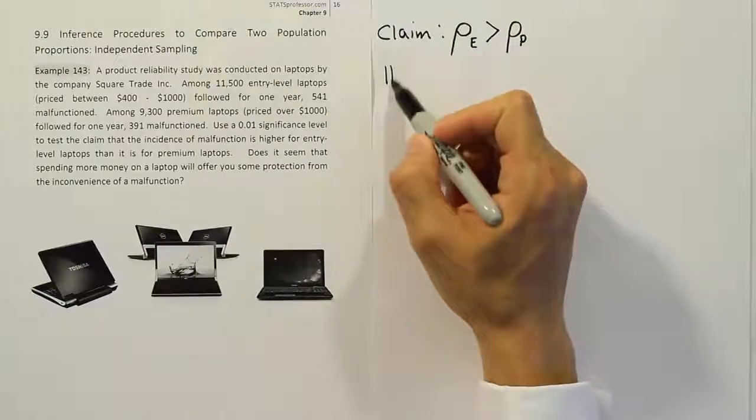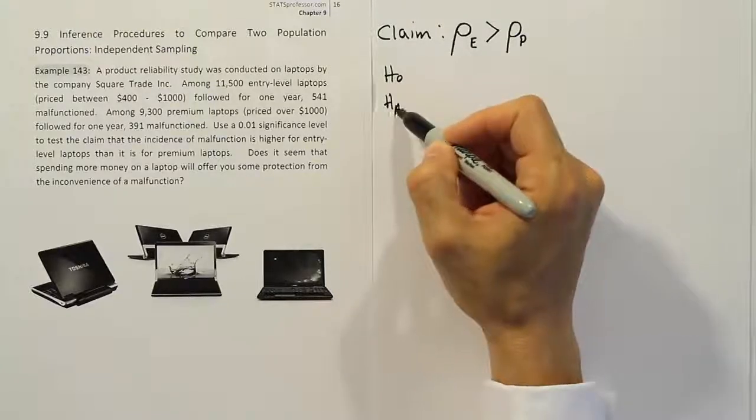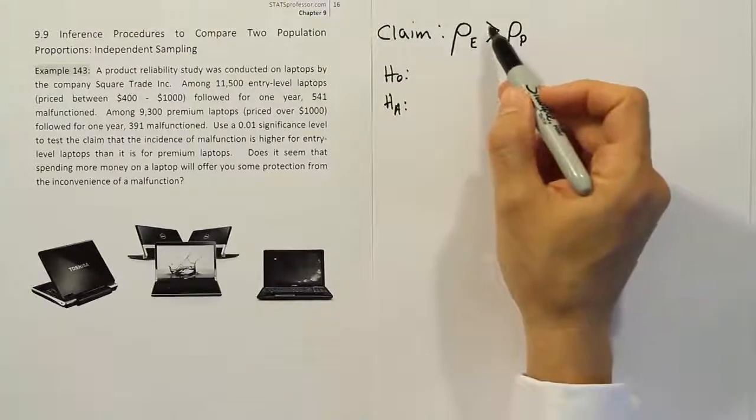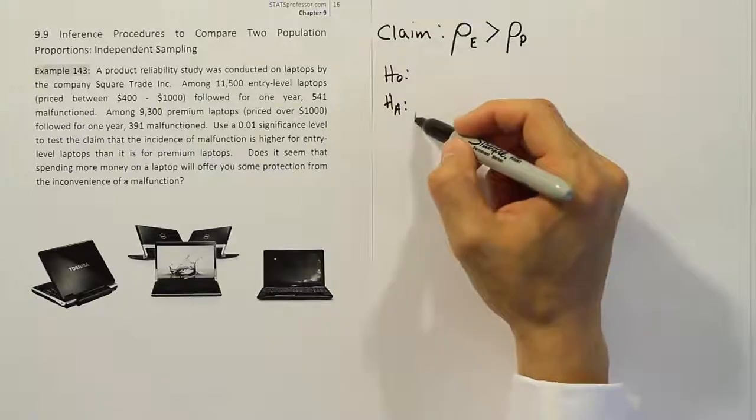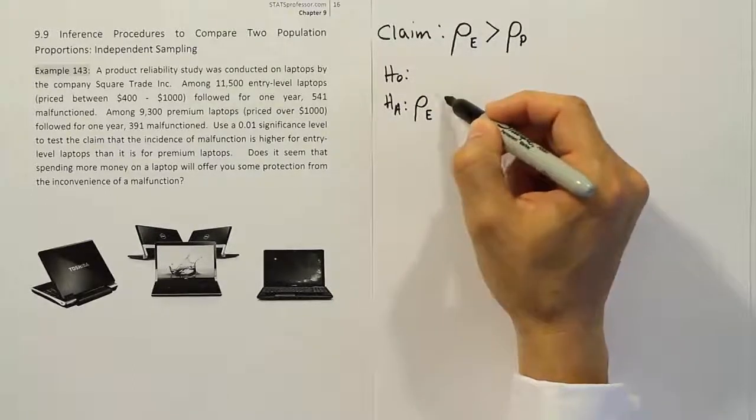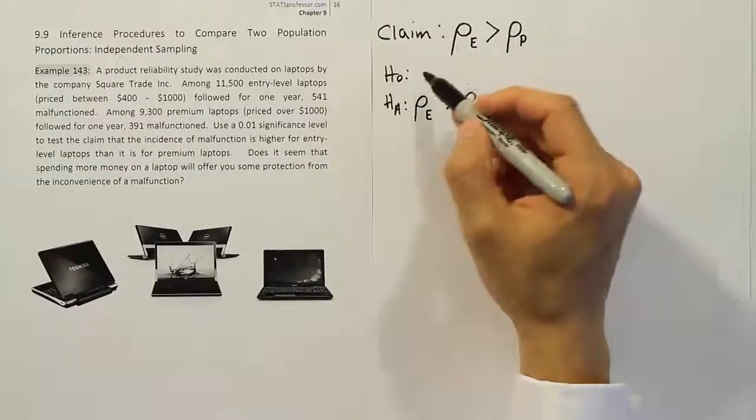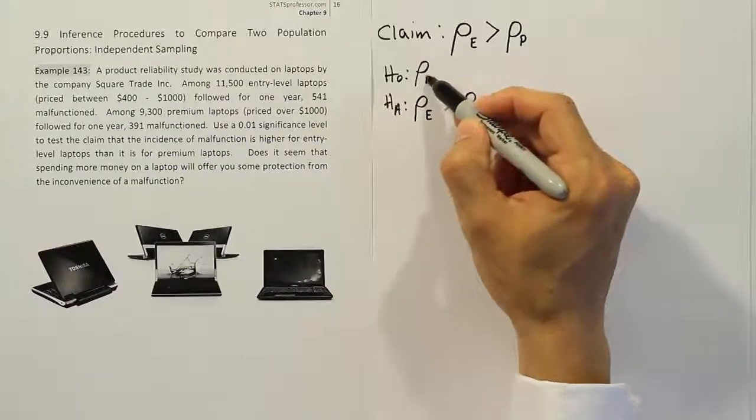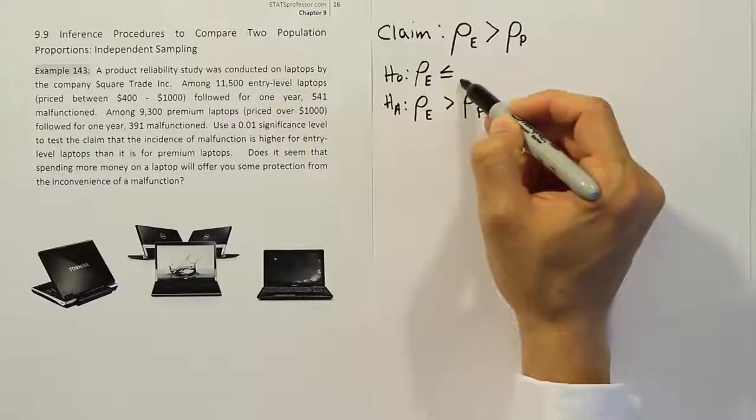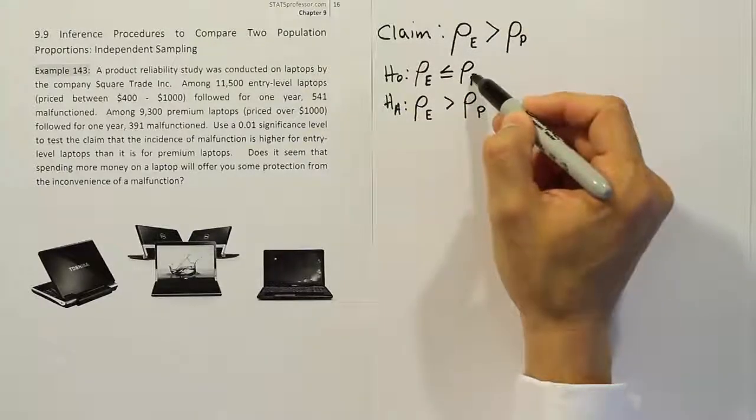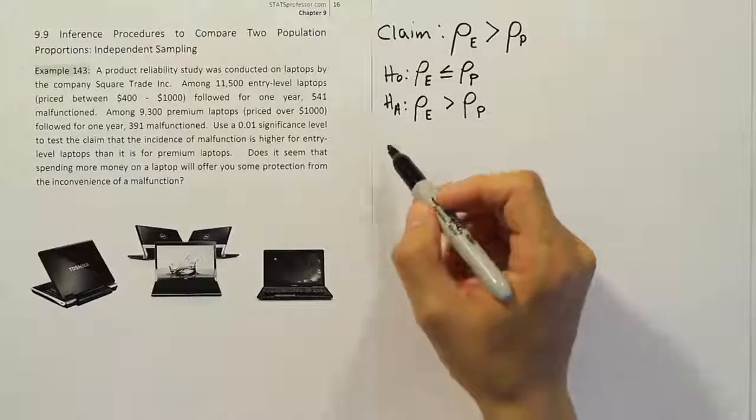Okay, now we'll do the null and the alternative like we always do. Looking at the symbol in the claim, we could say that the alternative hypothesis is the same as the claim in this particular case, and therefore the null hypothesis must express the opposite idea. Okay, so there's our two statements. Now we have to look at our data.